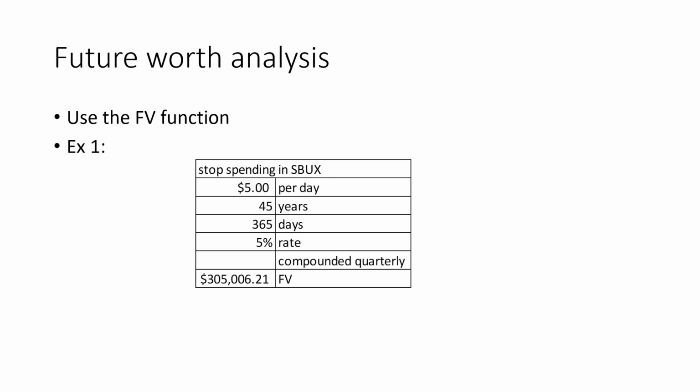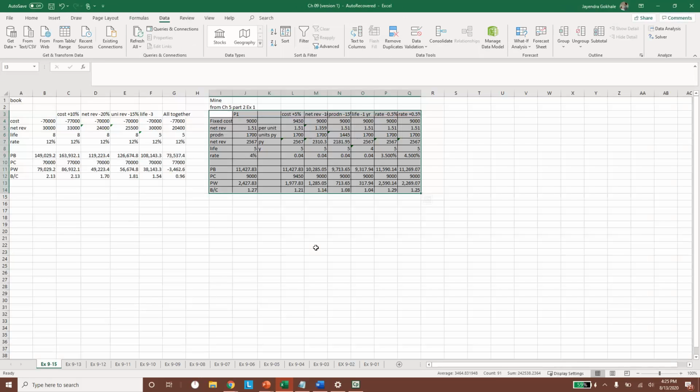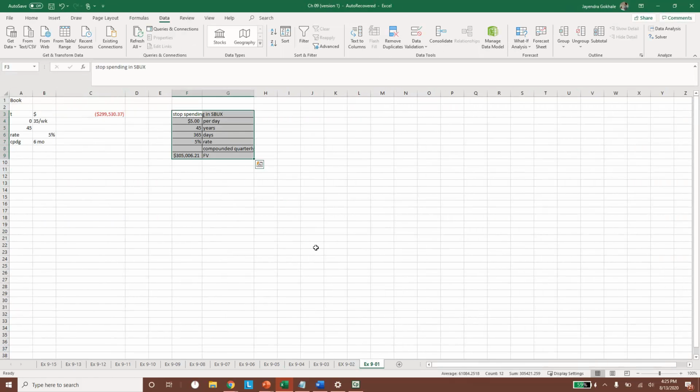So here's an example. Suppose we stop spending our daily dollars in Starbucks, which we were spending $5 a day for 2 lattes. We did this for 45 years, 365 days a year, and the rate of return is 5%. If we instead saved it at this 5% rate and we compound quarterly, so it's not daily compounding, it's quarterly compounding for 45 years, we had to find out how much would we have saved if we'd not had this coffee every day. So to do that, we will go to this problem.